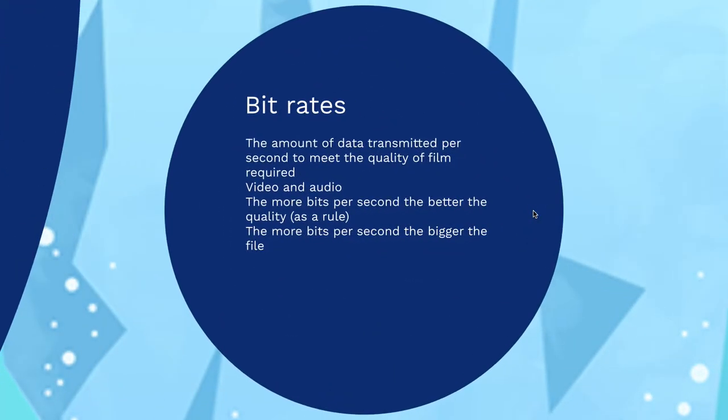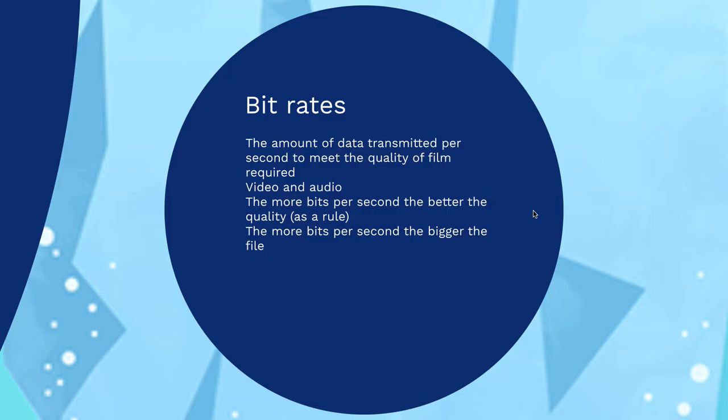Bit rates. Essentially, it's the amount of data that needs to be transmitted per second to meet the quality of film required. So if we want to watch an HD video, that's going to take many more bits of information, binary numbers, 0 and 1, that's a bit. It needs to have more of those transmitted per second than an SD quality video might. So we essentially decide what quality we need to communicate and what we might need to make sure that the audience can perceive all the information that we want.